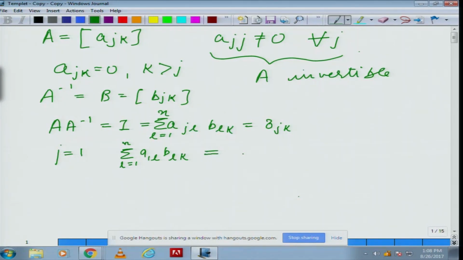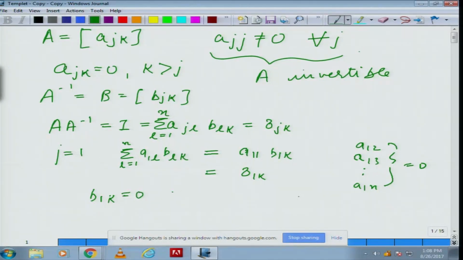This will be equal to A11 B1K, because A12, A13 up to A1N, these all are equal to 0. So from this we get this should be equal to delta 1K. So from this we get that B1K is equal to 0 for K not equal to 1.